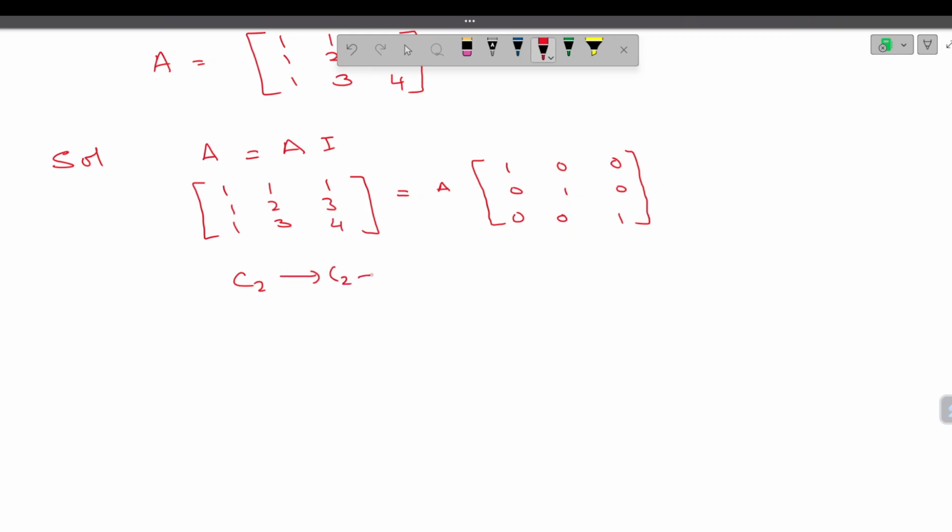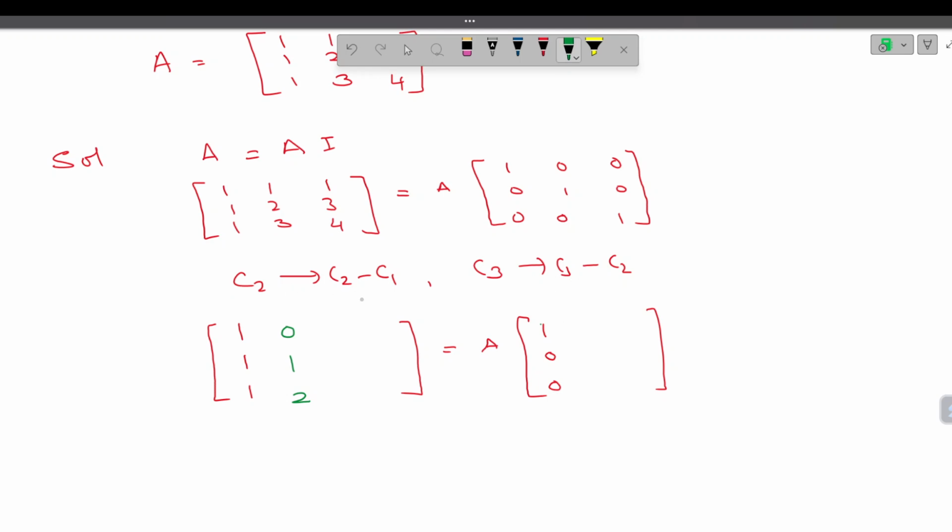Now C2 implies C2 minus C1 and C3 implies C3 minus C2. Let's go. C1 as it is, no problem. What is C2? C2 implies C2 minus C1. 1 minus 1 is 0, 2 minus 1 is 1, 3 minus 1 is 2. And C3 and C1 as it is.